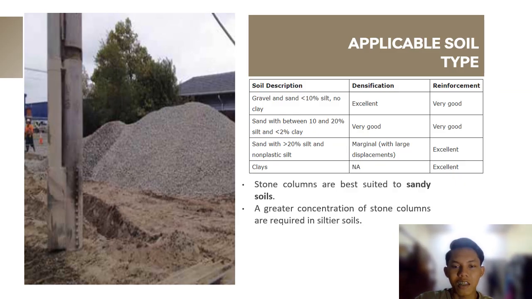Next, applicable soil type. The first one is gravel and sand, less than 10% silt, no clay. Number 2, sand with between 10 and 20% silt and less than 2% clay. Number 3 is sand with bigger than 20% silt and non-plastic silt. The last one is clay. So all 4 applicable soil types have their own densification and reinforcement. Stone columns are best suited to sandy soil. A greater concentration of stone columns is required in siltier soil.